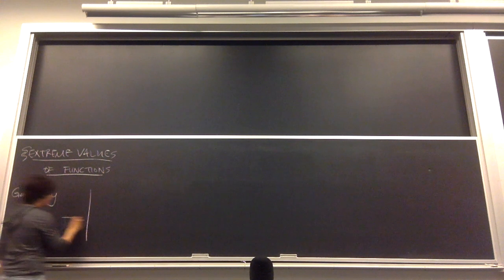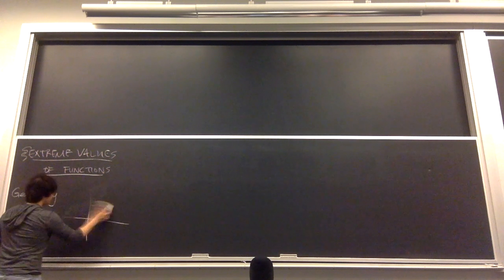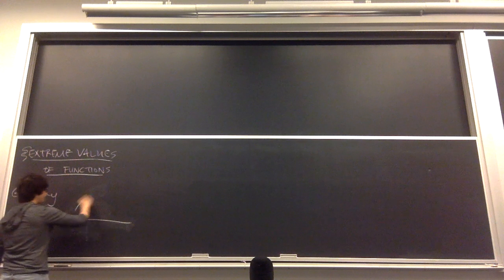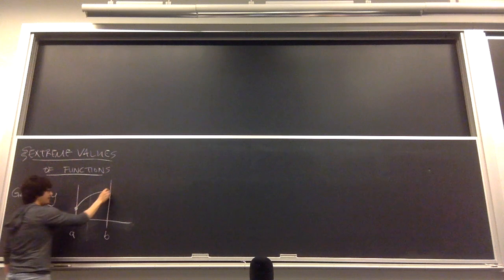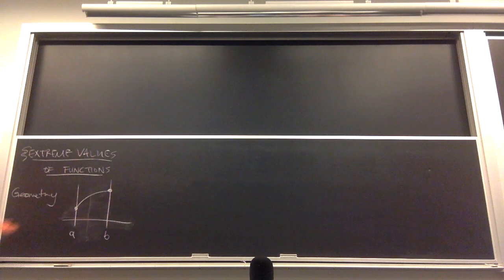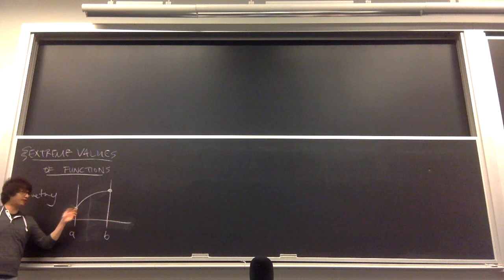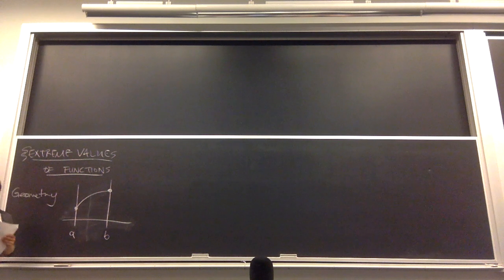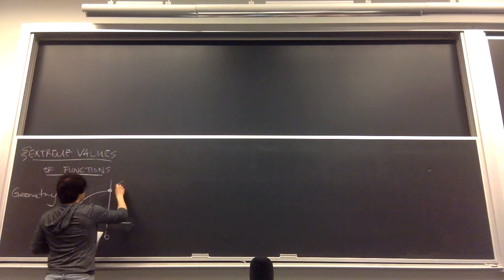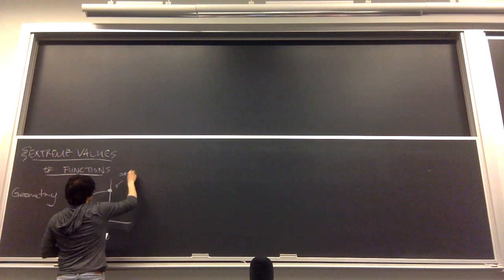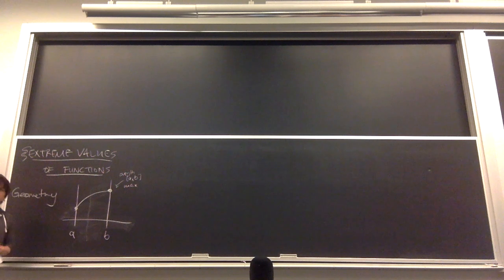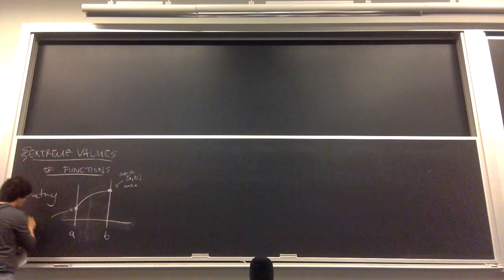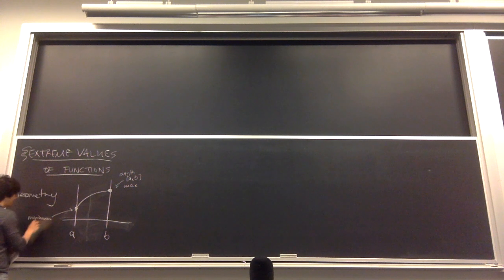If I give you a function that looks like this, and I bracket it on this domain, AB, does this function over this closed interval have a largest value? Where is it obtained? Okay, so we can say in AB, this is the maximum. Where's the minimum? Here, right? So this is the minimum in the interval AB.